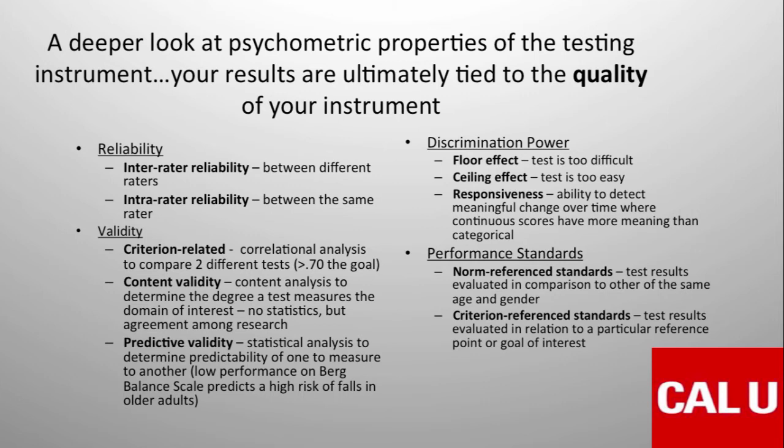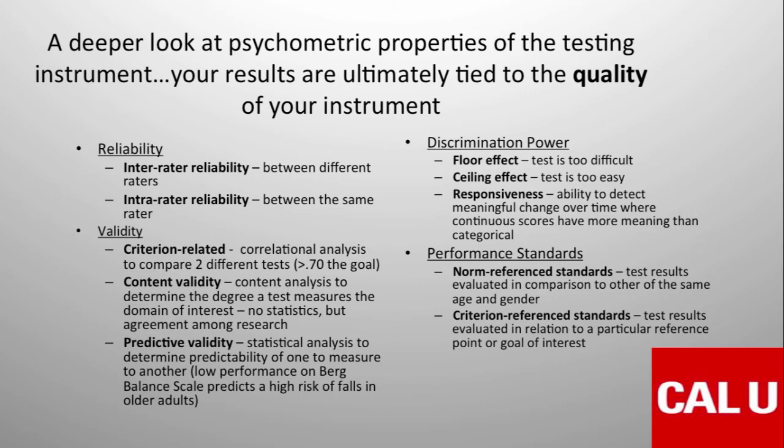Let's take a deeper look at the psychometric properties of the testing instrument. When you look closely, you'll see that your results are ultimately tied to the quality of your instrument, and this quality can be measured in many ways. First, reliability. We can look at both inter-rater reliability and intra-rater reliability. When we say inter-rater reliability, we are looking at the difference in measurement ability between two different experimenters. When we look at intra-rater reliability, we are looking at the ability of one experimenter to repeat the measure effectively.